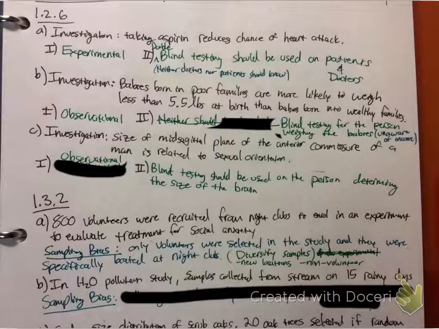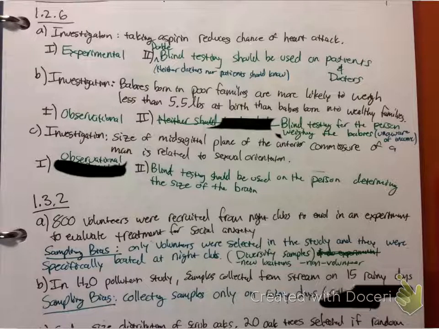Okay, let's do another one. A water pollution study. All the samples were collected from a stream for 15 rainy days. If you only collected when it was raining, there's obviously a lot of flooding that goes on. So there's definitely bias when it comes to pollution, because the more it rains and stuff goes down the drain, it's usually collected and washed away, and your study of water pollution would be biased. So that's the bias, because it's only on rainy days.